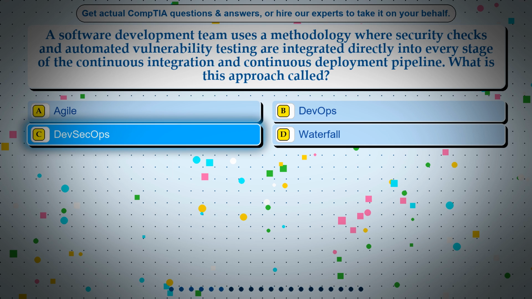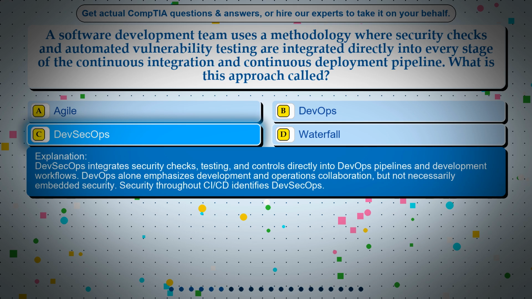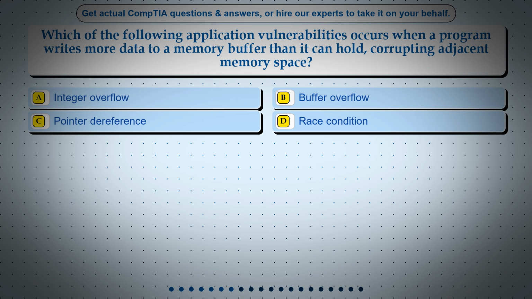DevSecOps. DevSecOps integrates security checks, testing, and controls directly into DevOps pipelines and development workflows. DevOps alone emphasizes development and operations collaboration, but not necessarily embedded security. Security throughout CI/CD identifies DevSecOps.